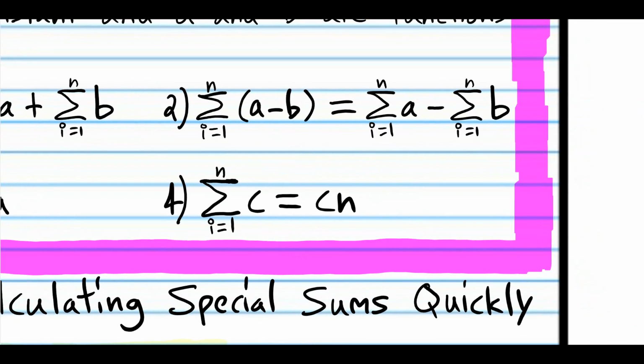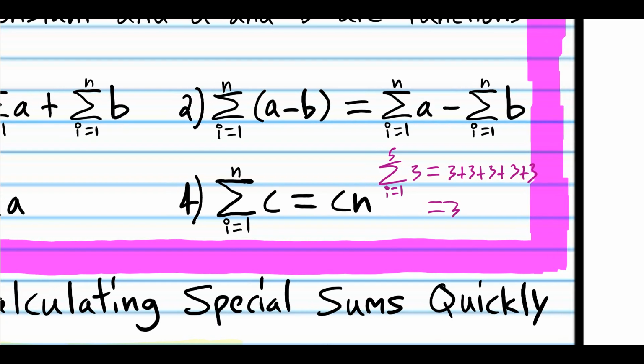So let's say that you have sigma, and let's say that this is 5, and let's say that the number in here is 3. What that means is you're adding 3 again and again and again and again, because it's just a number by itself there. That's how mathematicians interpret that. So how many times are you adding 3? Well, 5 times. So 3 times 5 is the sum. That's what this means.